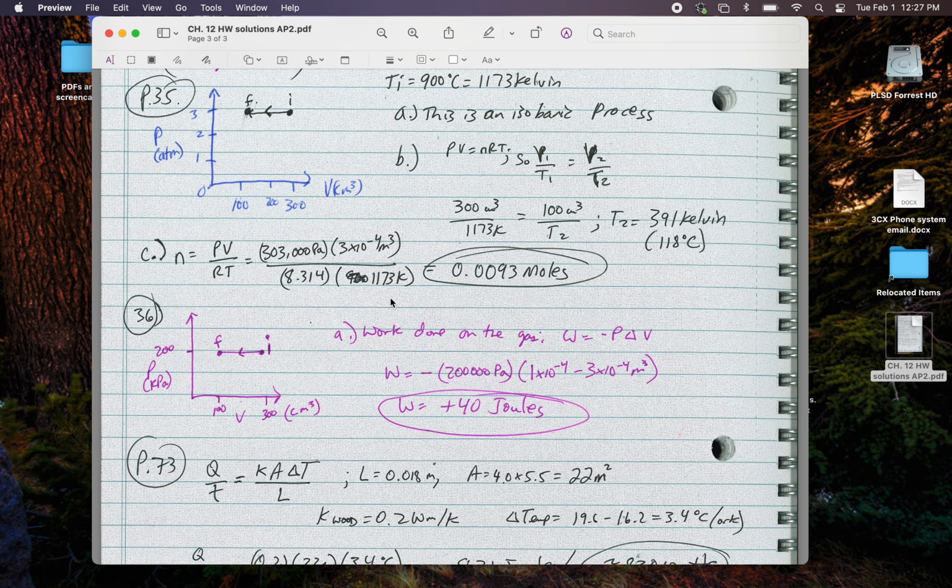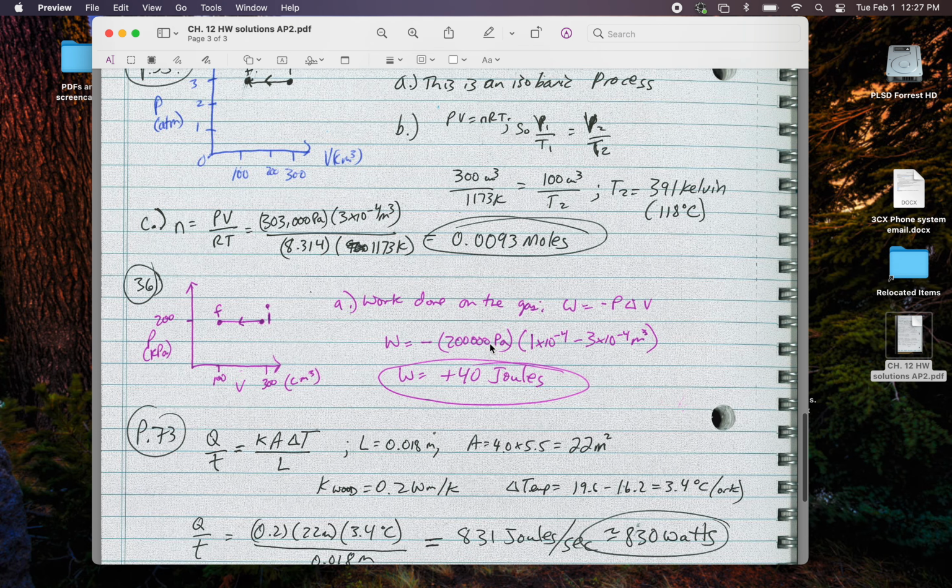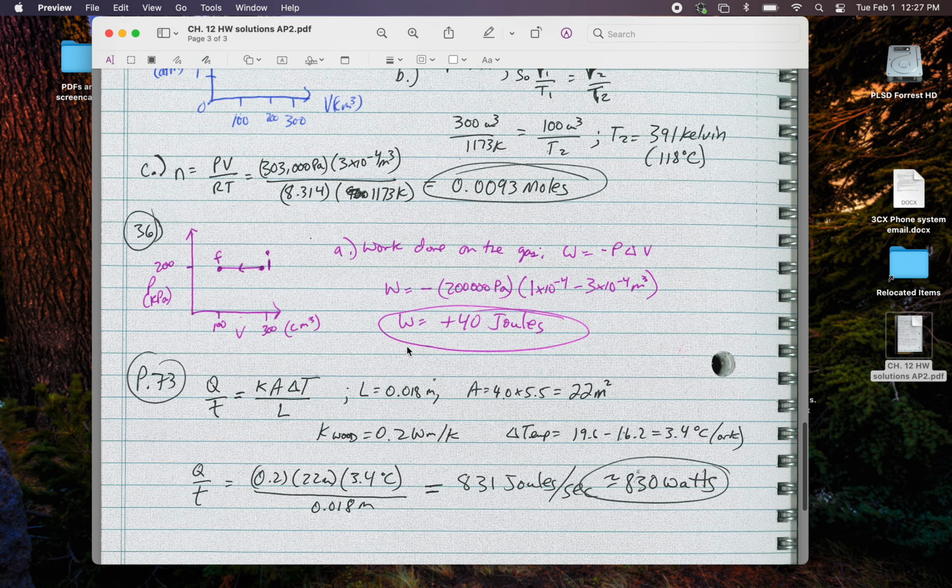For problem 36, it's asking how much work is done on the gas for the process shown. So we're shrinking down, so there's positive work done on the gas because it's negative P delta V. So we end up getting plus 40 joules. Had to again convert to standard units.